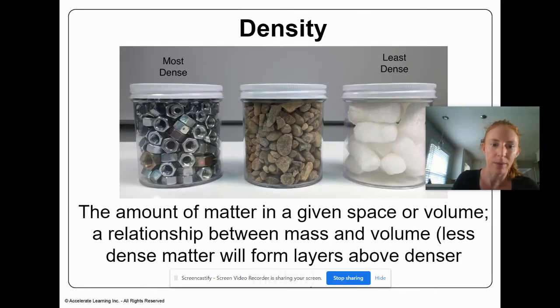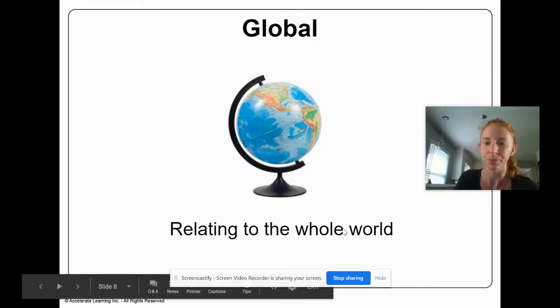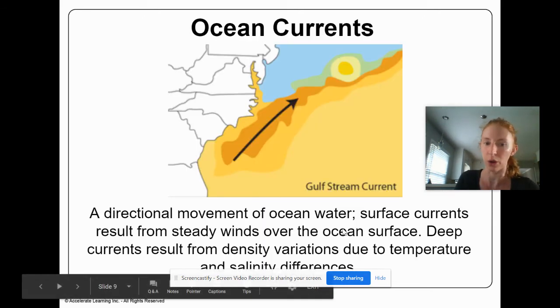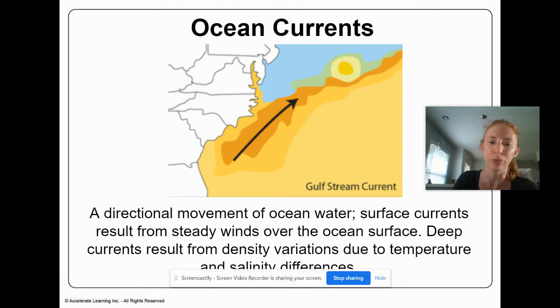Density is the amount of matter in a given space or volume. It's a relationship between the mass and volume. The less dense matter will form layers above the denser matter. Global is relating to the whole world. An ocean current is a directional movement of ocean water. Surface currents result from steady winds over the ocean surface. Deep currents result from density variations due to temperature and salinity differences. The word salinity relates to salt water, so how much salt is in that section of the ocean.